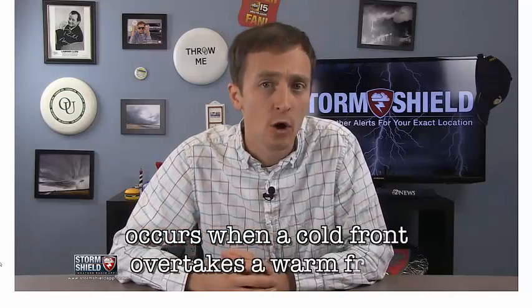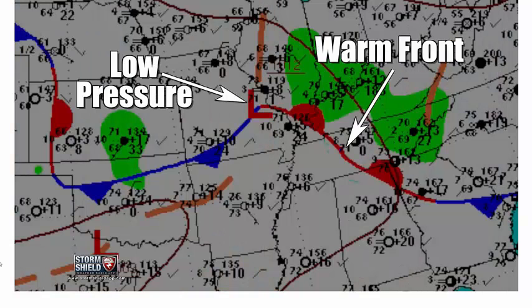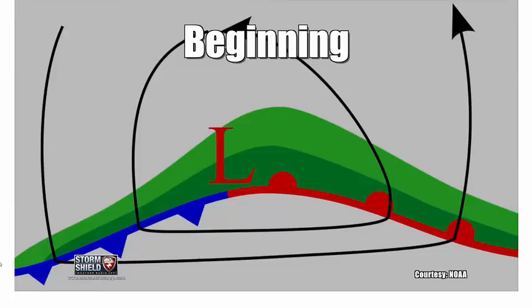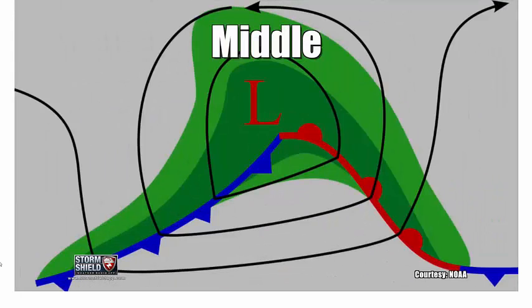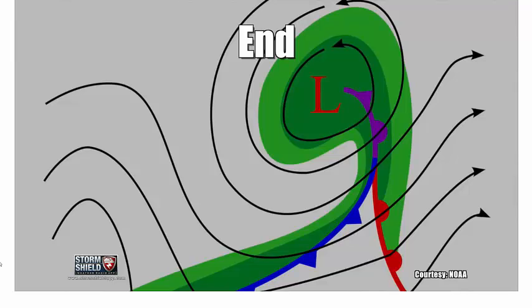I'm Storm Team Meteorologist Jason Myers, and an occluded front occurs when a cold front overtakes a warm front. See, when low pressure systems are developing, they usually form fronts around them, warm front out ahead of it, cold front trailing behind. But in the atmosphere, cold air moves much faster than warm air. So as a low pressure system nears the end of its life, the cold front eventually catches up to and overtakes part of the warm front, resulting in an occluded front.